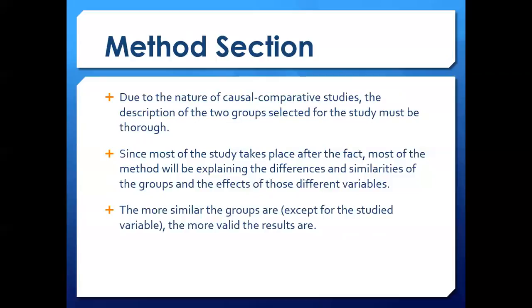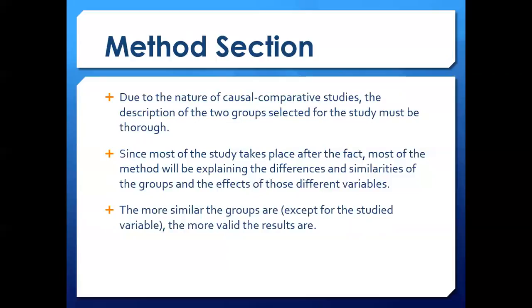This is another important thing to remember in a causal comparative study. The more similar the groups are, except for the studied variable, the more valid the results are. Think back to our first example. We had full day kindergarten and half day kindergarten. And we wanted to look at the effects of full day and half day kindergarten on reading and mathematic abilities as they progress through elementary school.